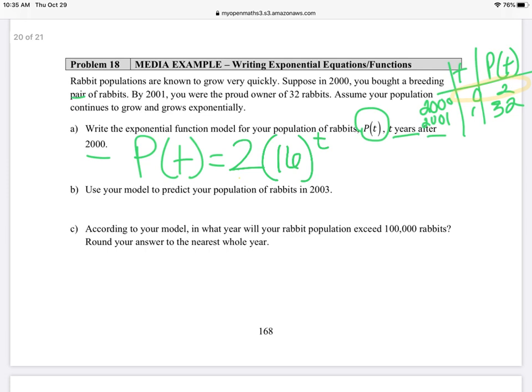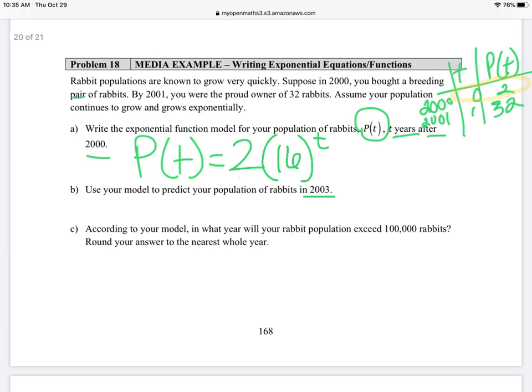So if they ask us to write that, we've written that by putting our initial value in for the A spot and our growth ratio in for the B spot, and then, of course, our input variable for t. Now, I'm going to use that to figure out the population of rabbits in 2003.